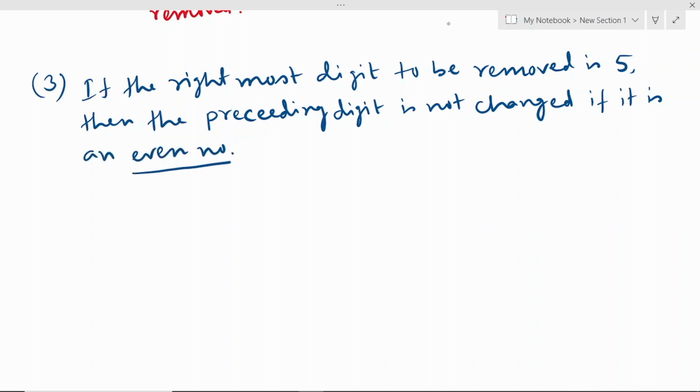Example, 5.25. If we express this in 2 significant figures, then the rightmost digit to be removed is 5, and the preceding digit is 2, which is an even number. So this is not changed. This is the rounded result.